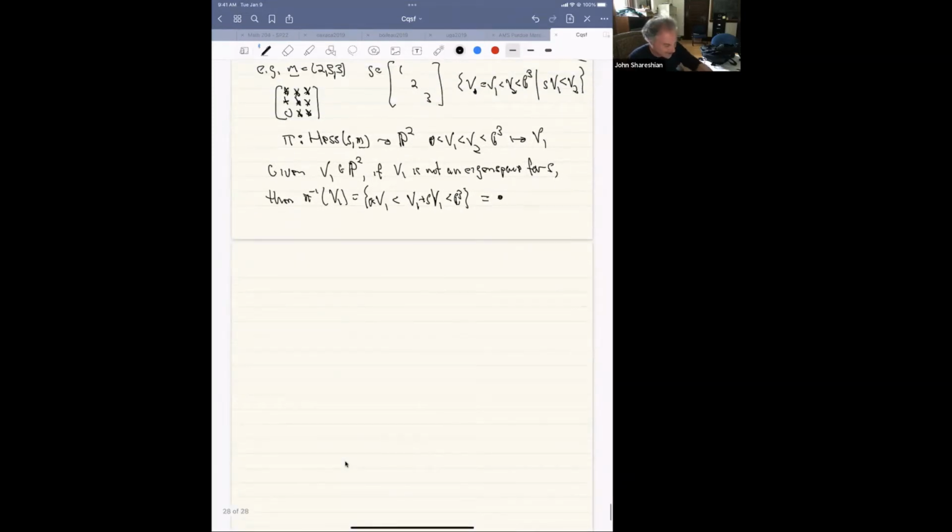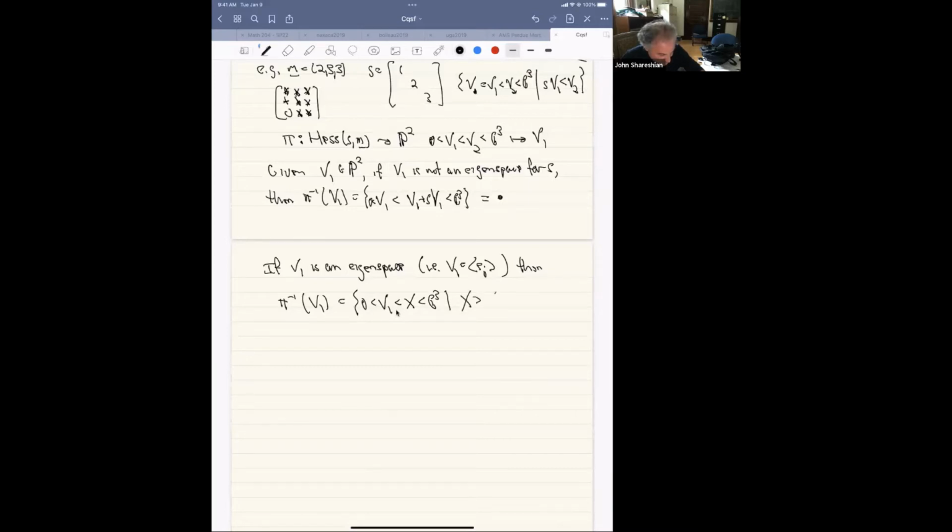On the other hand, if V1 is an eigenspace, which just means we know what the eigenspaces are, V1 is spanned by one of these standard basis vectors. Those are the only eigenspaces. Then pi inverse of V1 just looks like all flags 0 less than V1, less than X, less than C3. X can be anything, because now SV1 is just V1. And therefore, if I have some X that contains V1, it also contains SV1. This is over all X's, and this looks like P1.